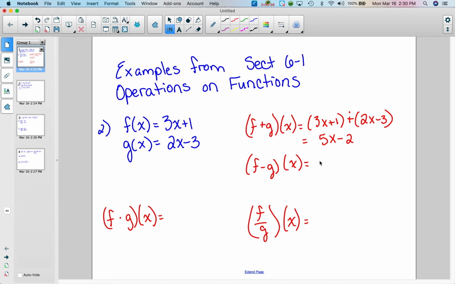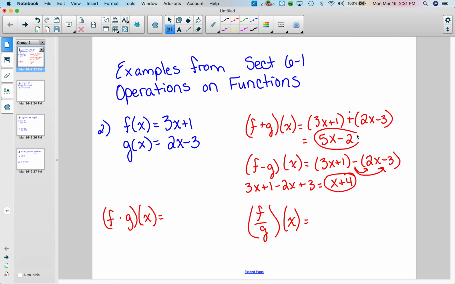When you are subtracting, you're going to have 3x plus 1 minus 2x minus 3. The common mistake on this is forgetting to distribute the negative sign. So we get 3x plus 1 minus 2x, and this is going to change to a plus 3. So then our answer is just x plus 4.